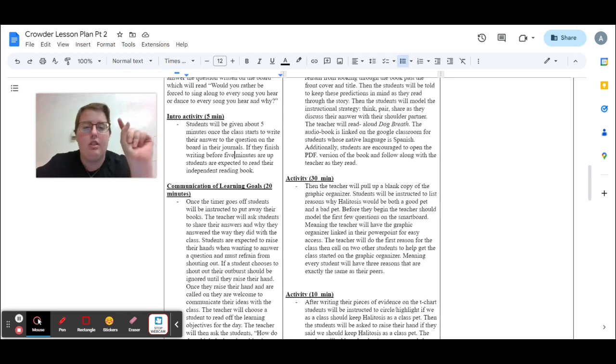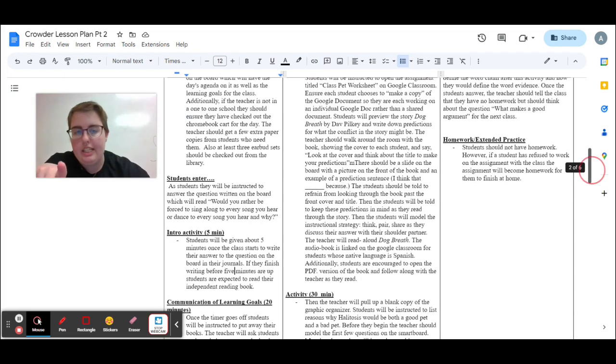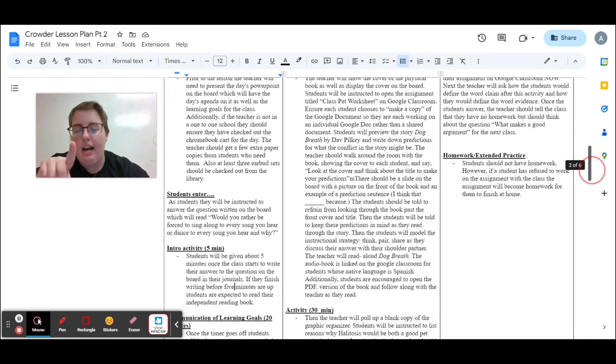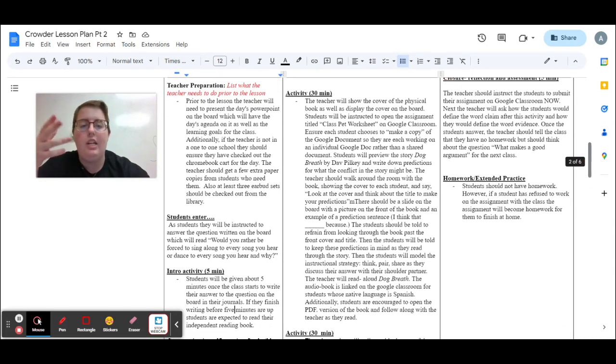I want to say that one of my favorite performance assessments, before I did this lesson, I would have had to talk to them about how to make predictions, because for the class pet worksheet, the first page is them making a prediction. So they need to have that prior knowledge on how to make predictions.